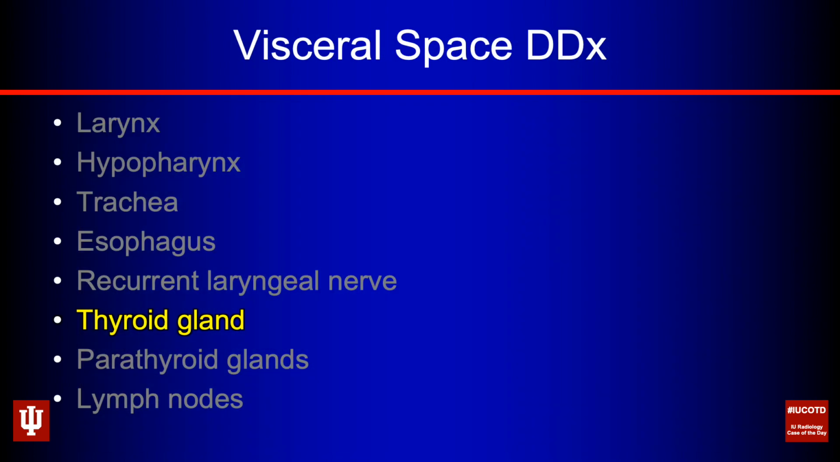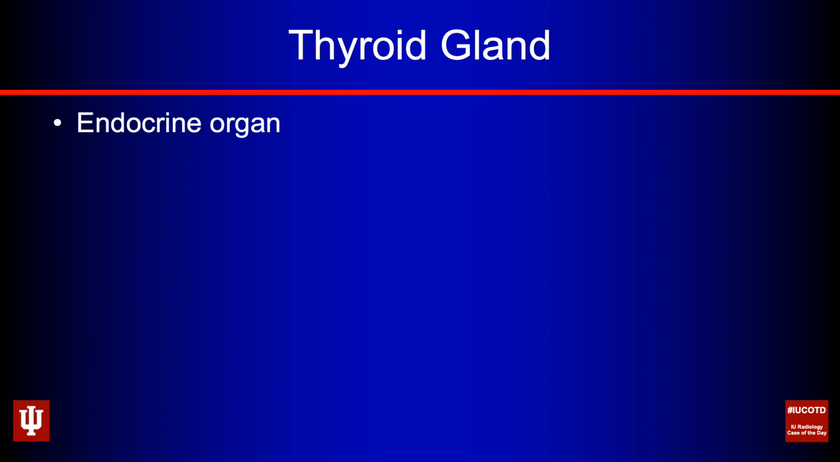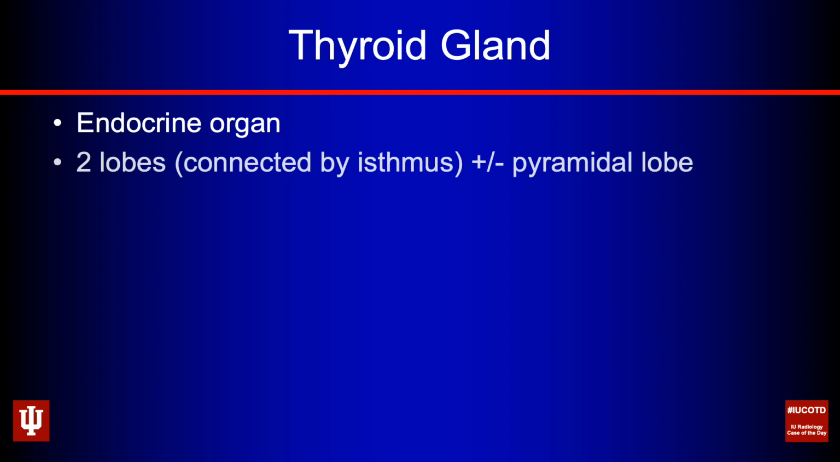All right, next we're going to move on and talk about the thyroid gland. This is probably the biggest portion of this talk because there is just so much that happens here and so much to say. But just as a very brief overview, the thyroid gland is an endocrine organ. It has two lobes that are connected at midline via an isthmus. Sometimes patients will have a midline pyramidal lobe as well.